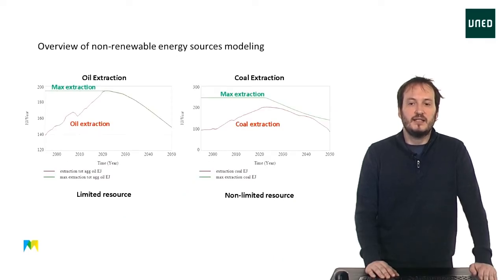In this slide, the graphs with the extraction of oil and coal are shown. It can be seen how the maximum extraction curve, the green line, limits the extraction of the resource, the red line. If the required demand is less than the maximum extraction, all the demand for the resource will be covered. While, if the required demand is greater, the extraction of the resource will be adjusted to the maximum curve. In the case shown in this slide, the oil is limited by its maximum extraction curve, while coal is not limited.